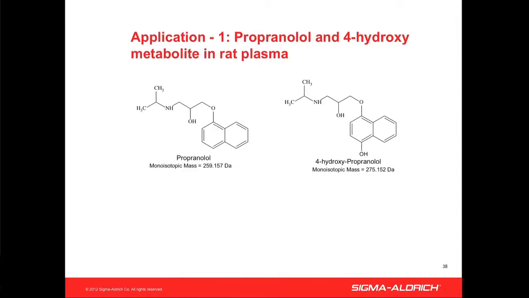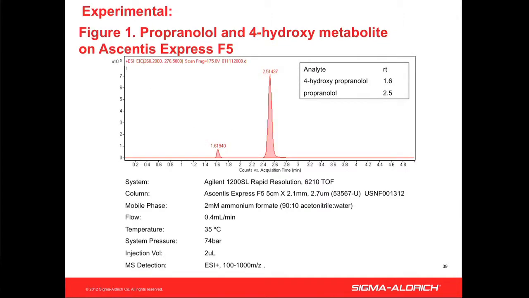So I'm going to just show you one example here with propranolol and a 4-hydroxy metabolite from rat plasma. This is what the chromatography looks like on a Synthesis Express F5. Again, this is a fused core particle with a perfluorinated phenyl ligand on it. Mobile phase is 90% acetonitrile, and this is done with mass spec detection. Here you can see the hydroxy metabolite and the propranolol.